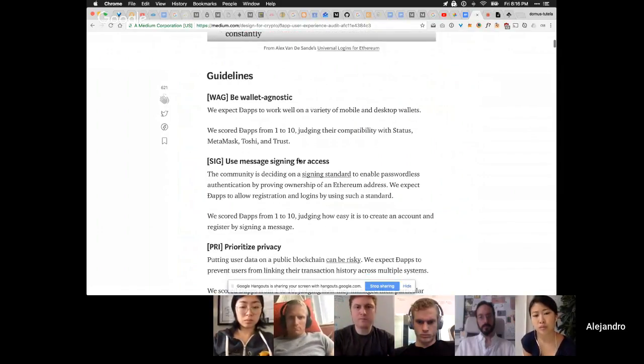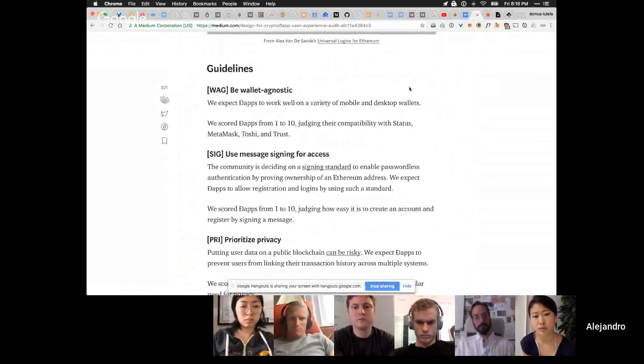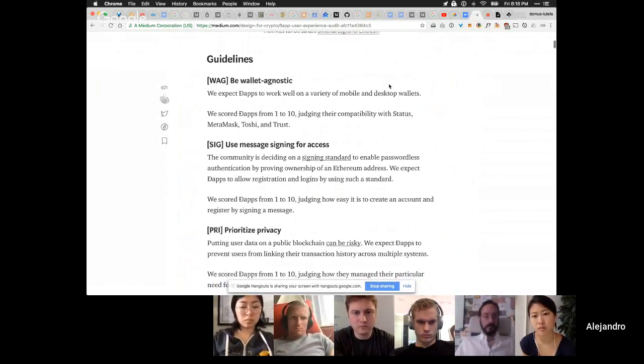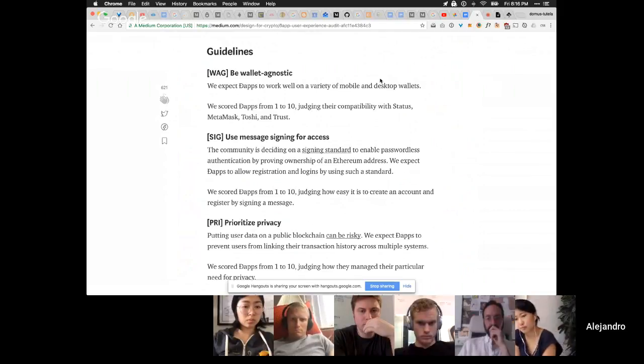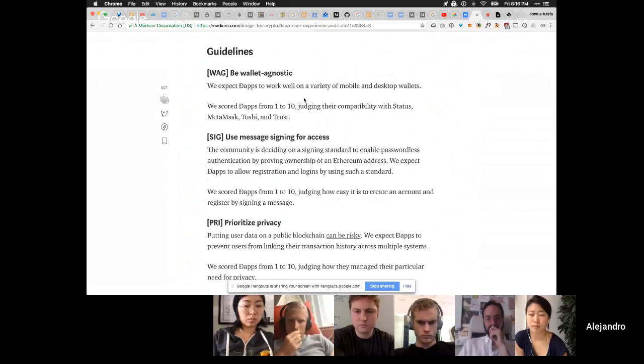So one of the things that I noticed is that it's important to be wallet agnostic. There are many wallets already, and I think we want to support all of them. So there's MetaMask, there's Trust, there's Toshi, there's Status, and there are already standards for signing messages and for interacting with the wallets that don't require MetaMask specific code. If you log in to other dApps that are less well known, you would see sometimes that they reference MetaMask or that you can't actually enter if you don't have MetaMask. That's a very easy thing to fix.